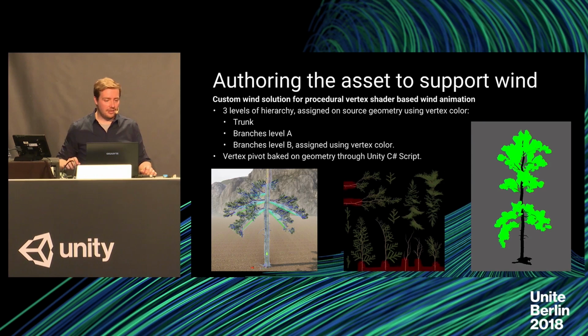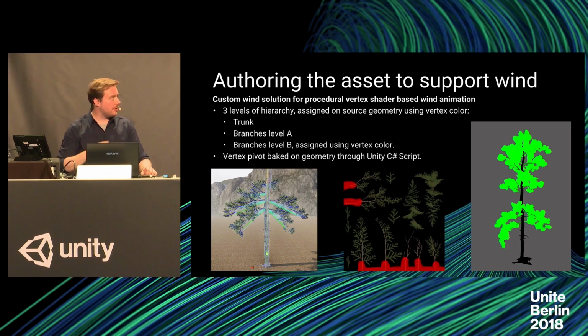So the way our tech lead Torbjörn made this shader is that we have 3 different levels of hierarchy in our tree. So we have the trunk, then we have a first level of branches that is connected to the trunk, and then we have a second level of branches that is connected to the first level of branches. And the information the shader will need to be able to animate this tree is it will need to know the pivot of every branch to know how to make the branch swing with the wind.